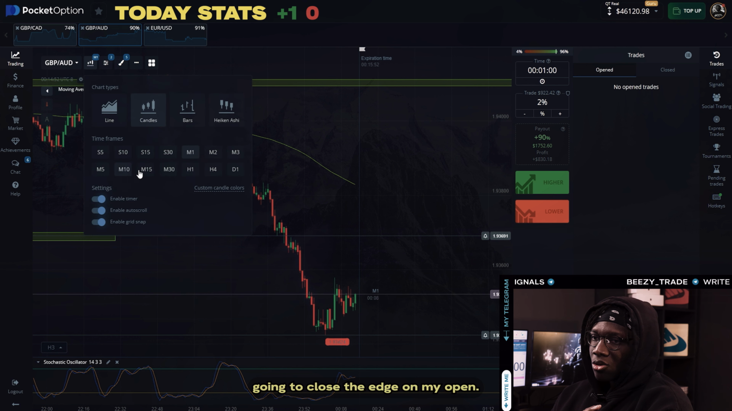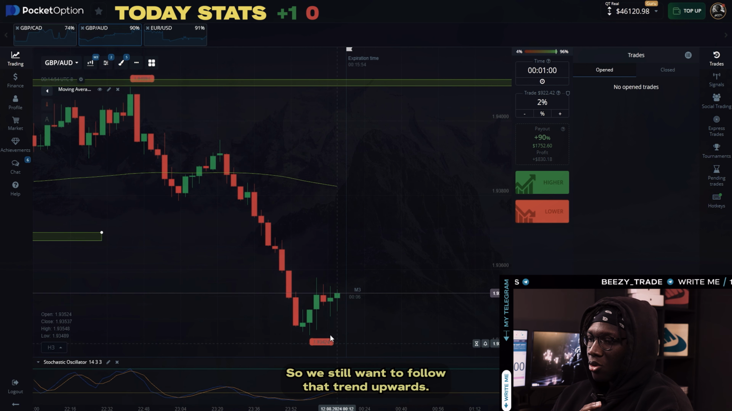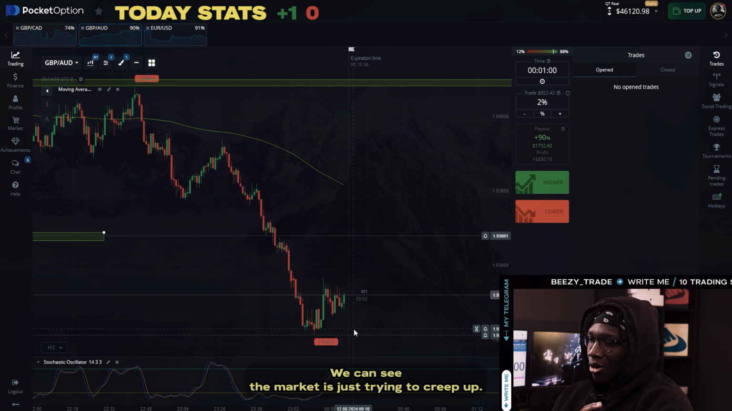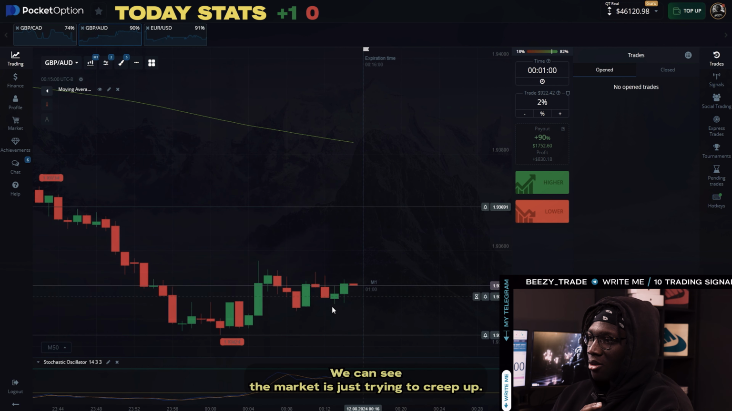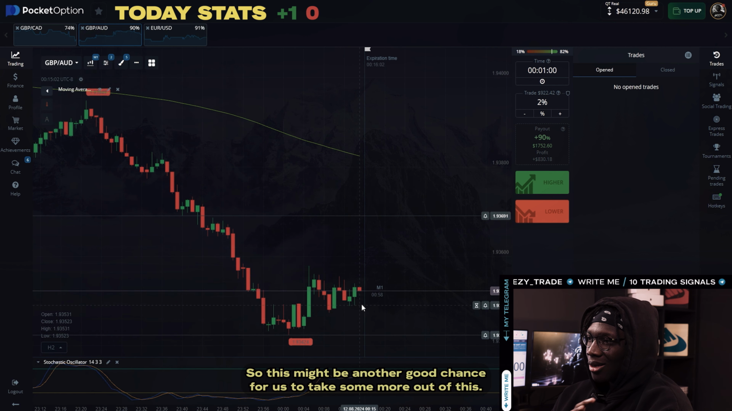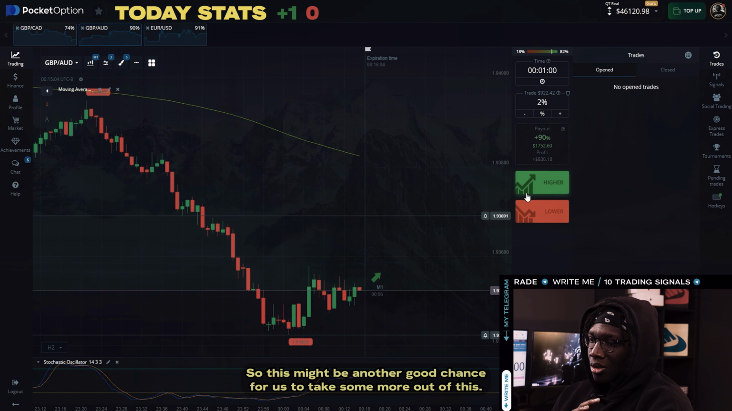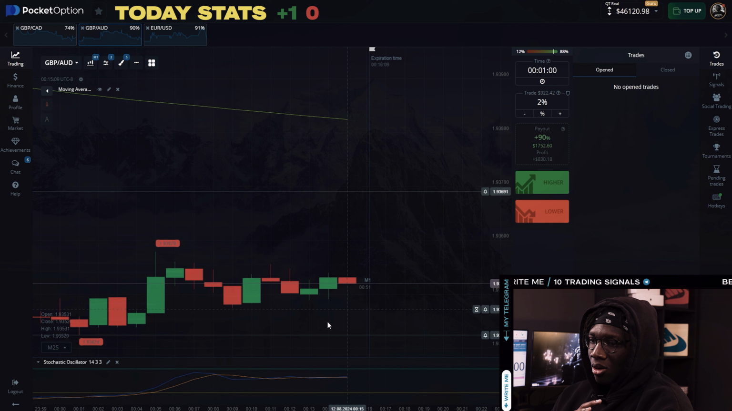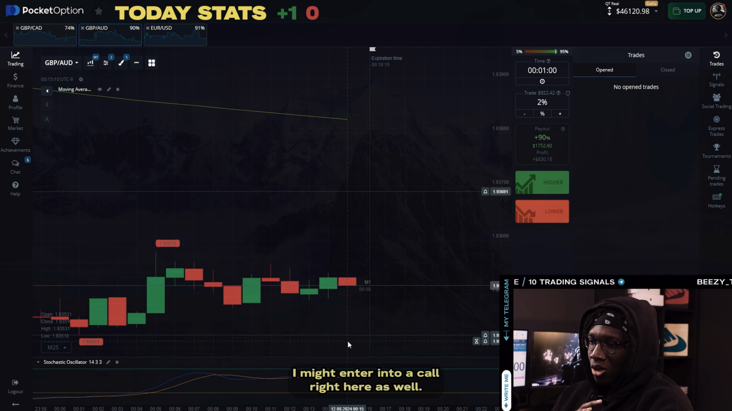I'm going to close that, show my open. So we still want to follow that trend upwards. If we go back to our 3 minutes, we can see the market is just trying to creep up. So this might be another good chance for us to take some more out of this. So we're waiting for that to ride a little bit down. I might enter into a call right here as well.